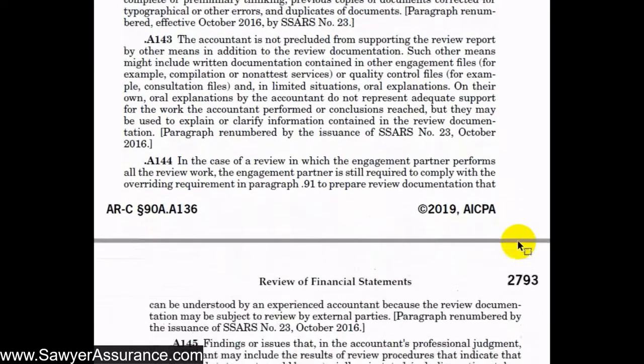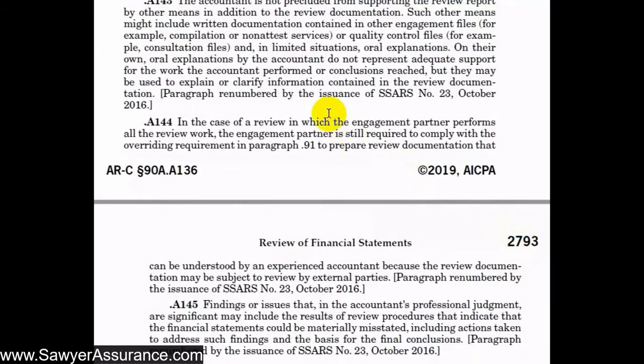In addition, if we're a small firm and we only have one partner in the firm and he or she performs all the review work, then that partner is still required to comply with the requirement in paragraph 91 to prepare the documentation that can be understood by an experienced accountant, because the review documentation may be subject to review by external parties. So even though there's not going to be someone at the firm looking over this partner's shoulder to review his work, he still needs to document the work as if someone is going to come in and review it, because that might be the case in a peer review.